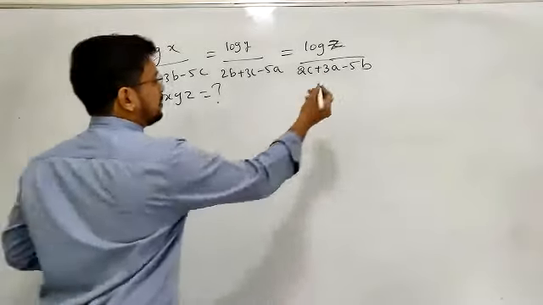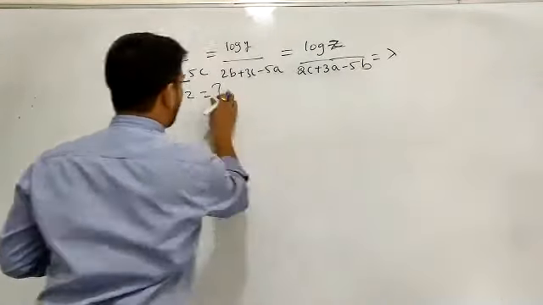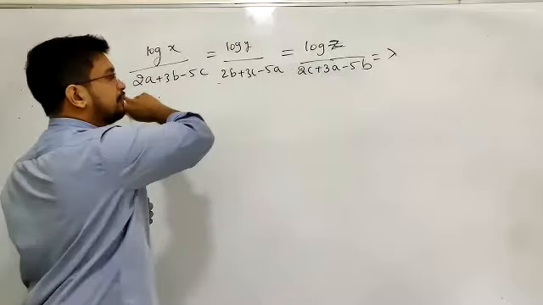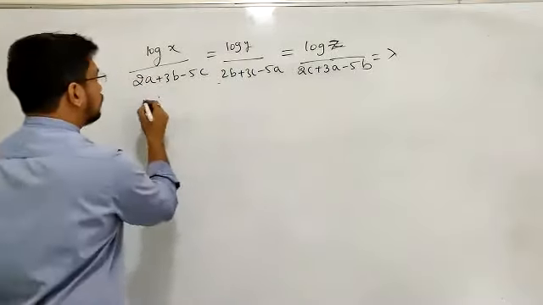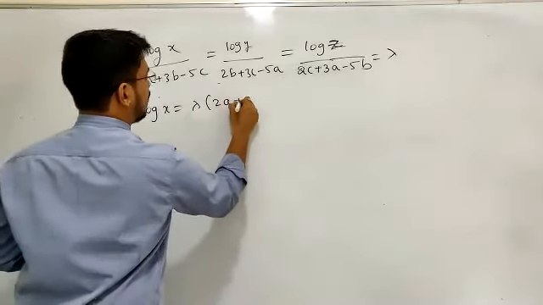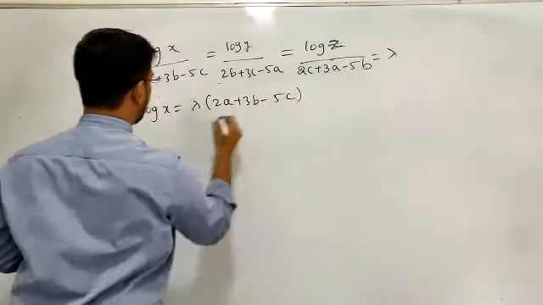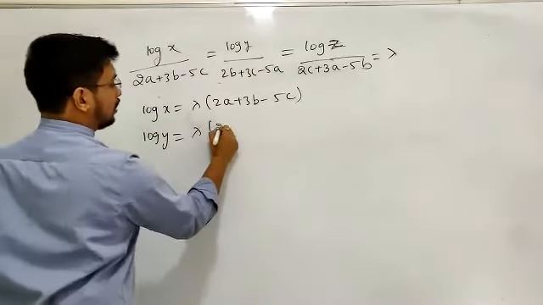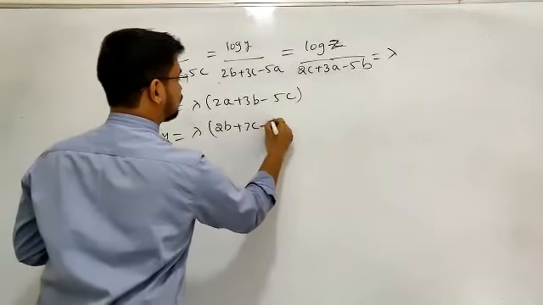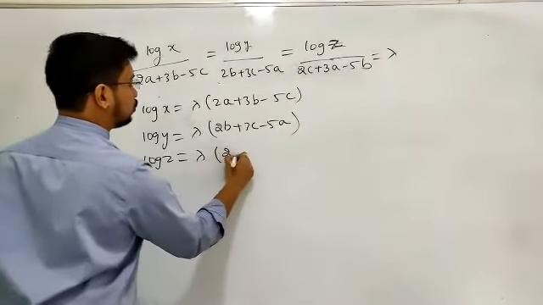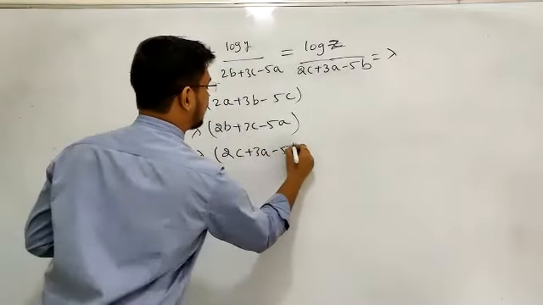Whenever such a problem is given, equate all of this to lambda. So what you'll be getting is log x equals lambda into 2a plus 3b minus 5c, log y equals lambda into 2b plus 3c minus 5a, and log z equals lambda into 2c plus 3a minus 5b.